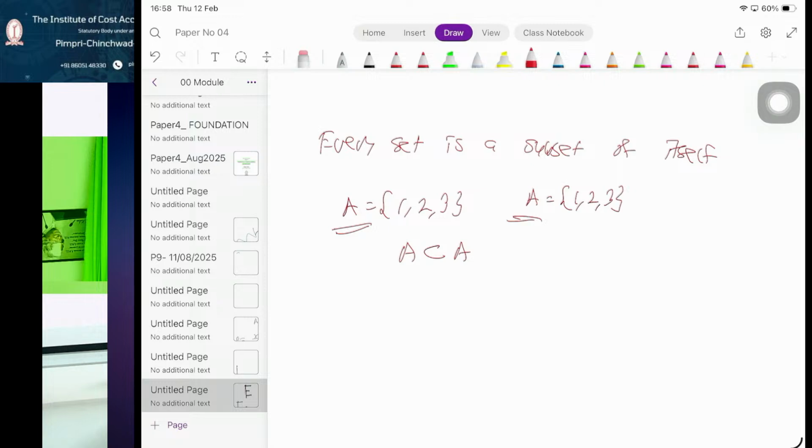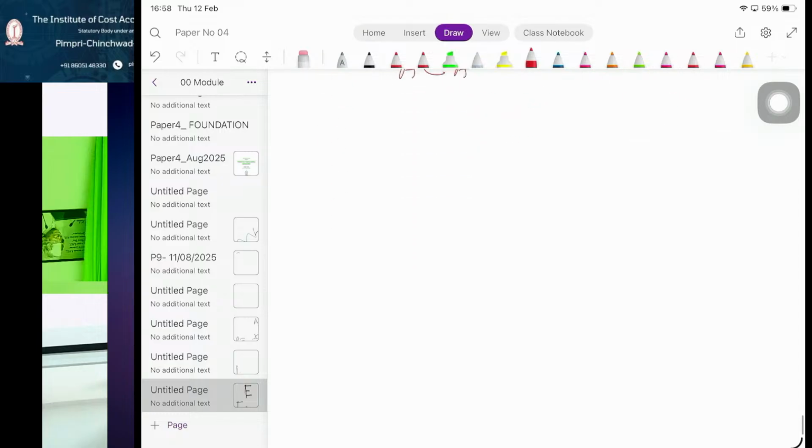Every empty set is a subset of every set. You have to keep in mind. जो भी empty set रहते हैं जिसमें element नहीं रहता is a subset of everyone.